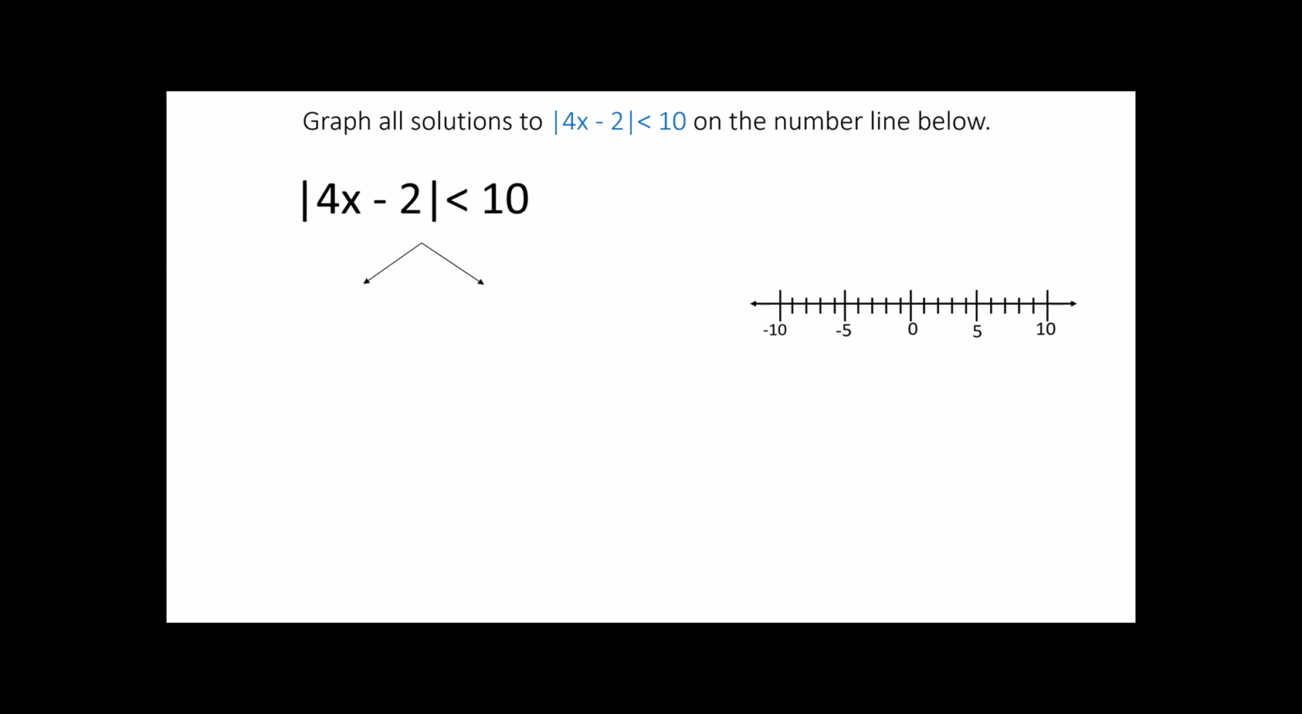Once again, I'm going to split this. Notice, instead of having to rewrite this as positive 4x minus 2 on the right and then putting a negative sign out here and then dividing both sides by a negative, I went ahead and took that less than, reversed it, and made it greater than a negative 10. And then over here, I just wrote it as written without the absolute value signs.